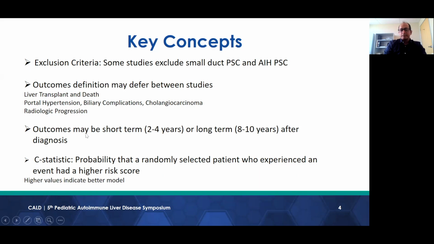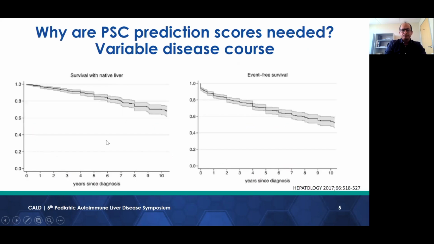The outcomes predicted may be short term, which is 2 to 4 years after diagnosis, or long term, which is 8 to 10 years after diagnosis. A C statistic is usually calculated, which refers to the probability that a randomly selected patient who experienced the given outcome or an event has a higher score. So higher values for C statistics means a better model.